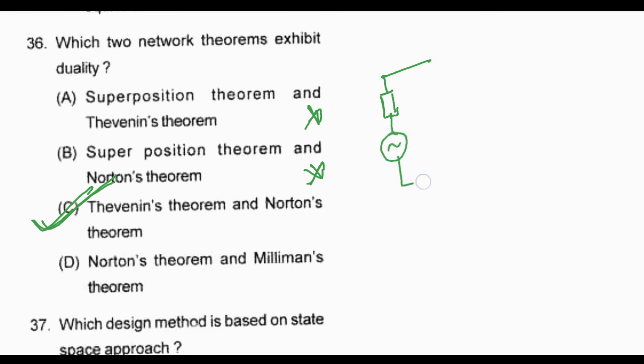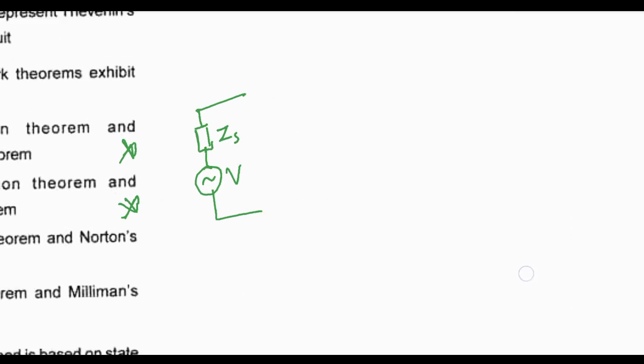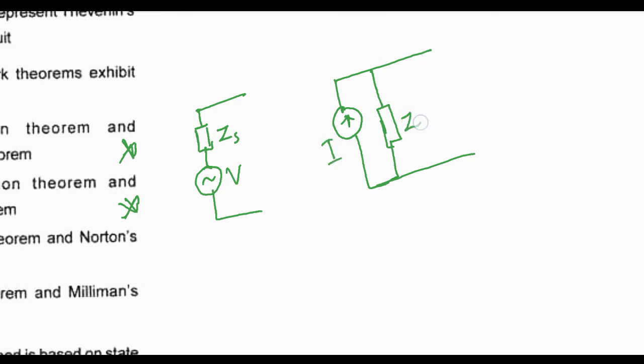These are in series: this is the voltage source, and this is the source impedance. And in case of Norton's equivalent, this is a current source and a source impedance in parallel. So these are called the duality.